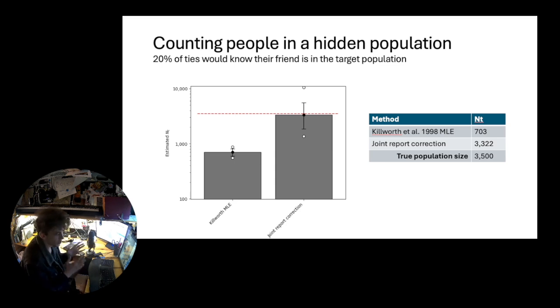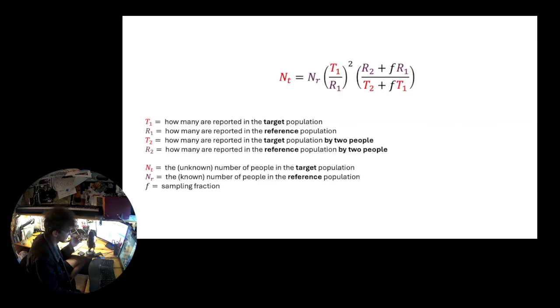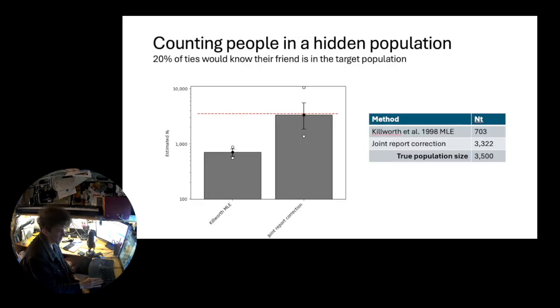So I think already here we have an important application where we can change the survey instrument a bit in terms of identifying jointly reported individuals, and have the ability to correct in a significant way. I mean, this is 4x or 5x, sorry. In a significant way, we can correct this estimate.